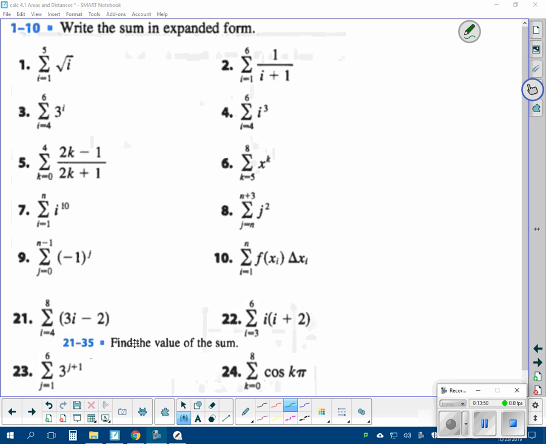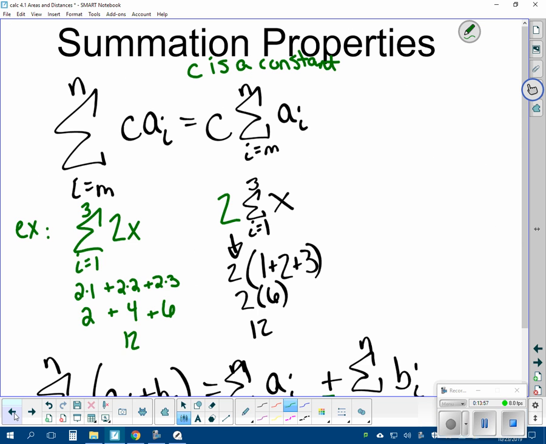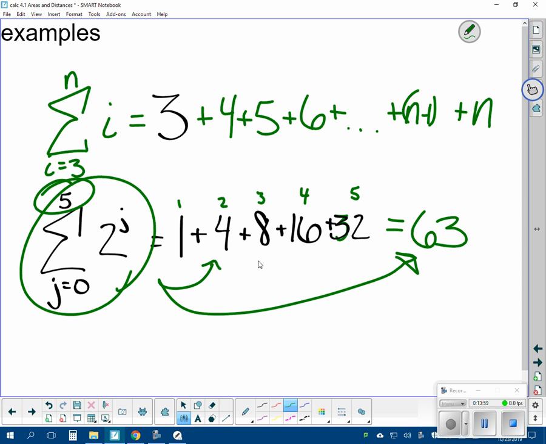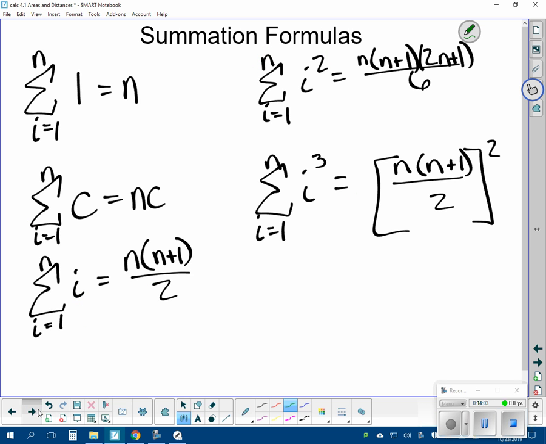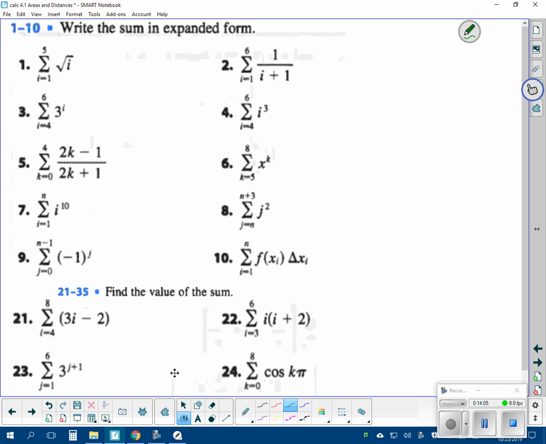Okay, these are your problems. The first 10, you are just writing them in expanded form. So that means you are just writing out what all the numbers are or what all the expressions are. And then these last 4, you're actually finding the sum. All right, get those done.